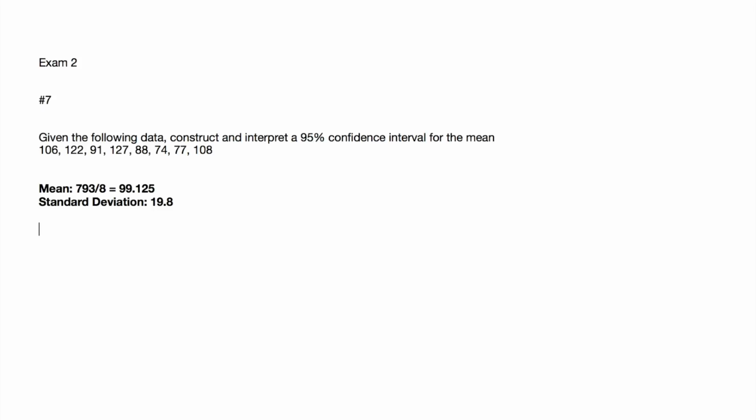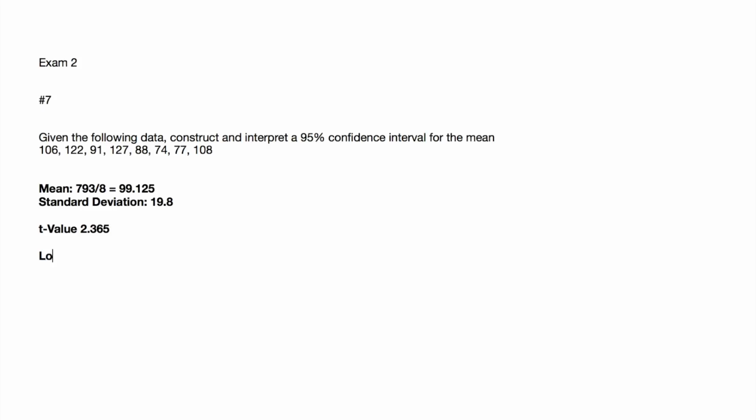So, after you have found your mean and your standard deviation, your t-value of 0.0025 should equal 2.365. And that is important for the next steps.